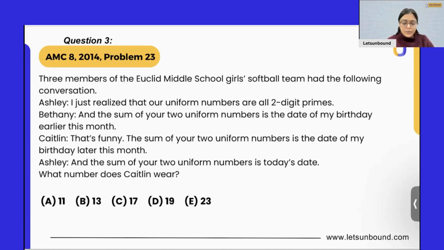Caitlin says, that's funny. The sum of your two uniform numbers is the date of my birthday later this month. Ashley then says again, and the sum of your two uniform numbers is today's date. So the question is, what number does Caitlin wear? Right? So let's have a look at how to solve this.